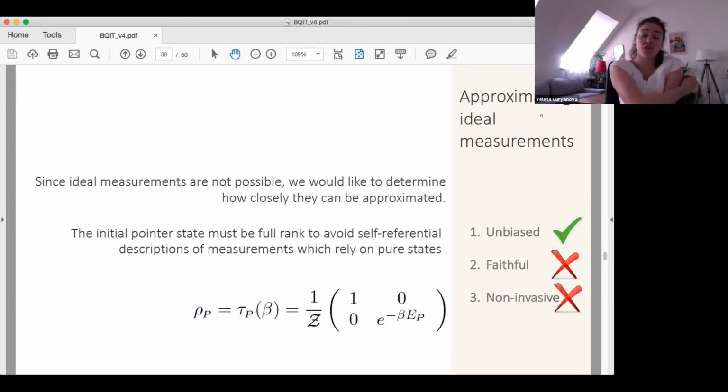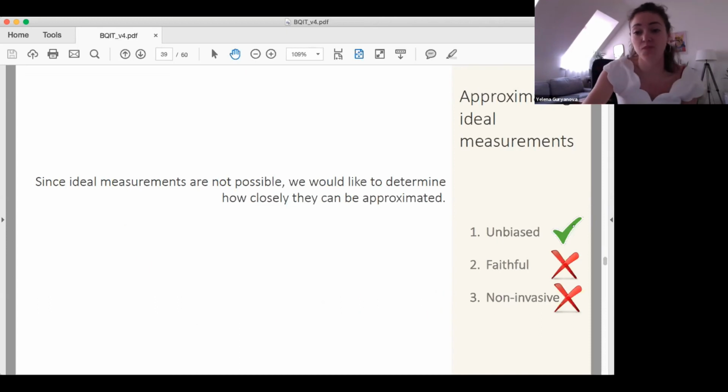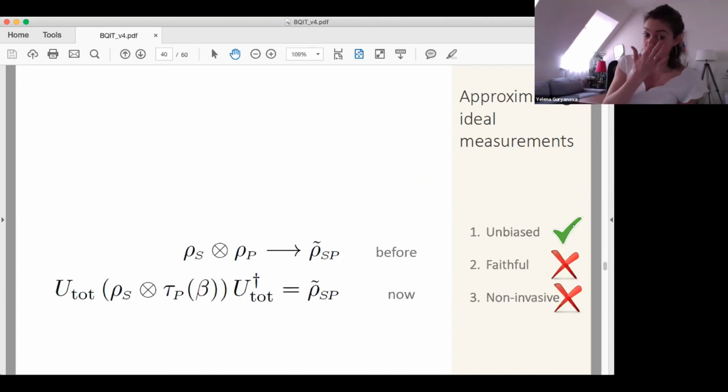Okay, and now we have a choice. We can't have perfect correlations, so we have to accept that our pointer will always make a mistake. But what we can do is engineer an interaction that is at least unbiased. That is the minimum we require of the interaction. Before, we had a system and a pointer, we coupled them and we got some correlated state. Now we've argued that this pointer must be in a thermal state and must be full rank. And this interaction, this arrow, we will take to be some unitary, which has the property of being unbiased. It preserves the statistics between the system and the pointer.